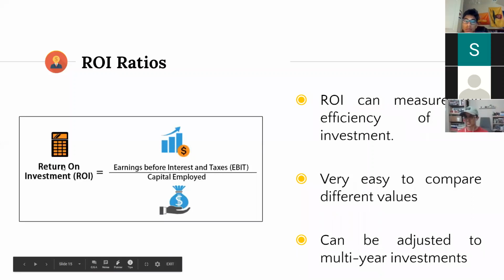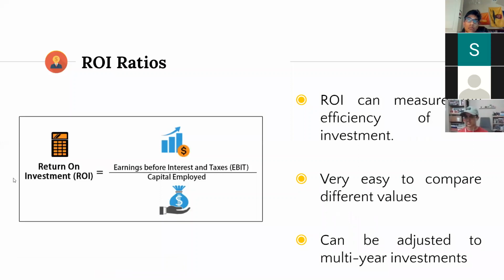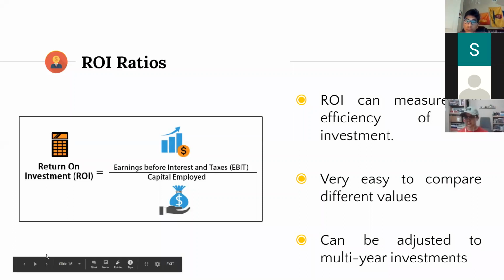And here we have return on investment ratios, and it's essentially the earnings before interest and taxes value divided by the capital employed. And the return on investment can measure the efficiency of specific investments, and it makes it very easy to compare different values and can be adjusted to multi-year investments.